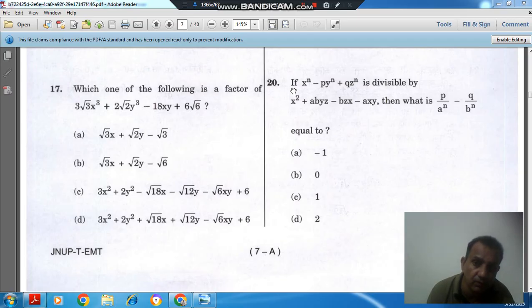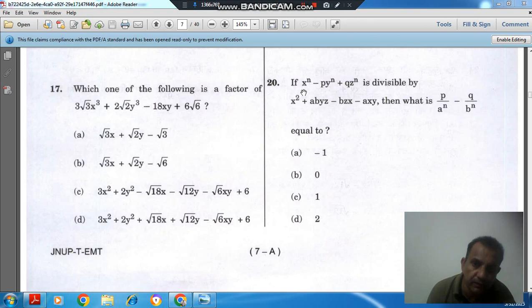Question number 20 is: if x^n − p y^n + q z^n is divisible by x² + ab yz − bzx − axy, then what is (p/a)^n − (q/b)^n equal to? Option A: −1, option B: 0, option C: 1, and option D: 2.